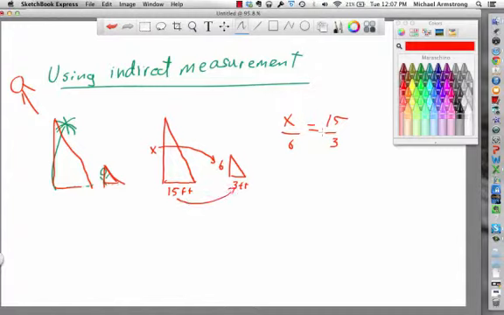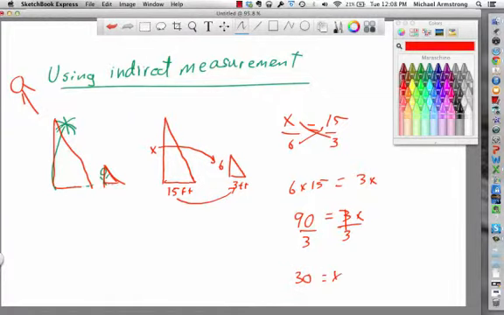Hopefully that makes sense. And again, you can use cross products, or you could just notice that 6 divided by 2 is 3, so x divided by 2 is 15, so x has to be 30. Or you could go the other direction: 3 times 2 is 6, so 15 times 2 is 30. Or using the standard cross products, which never go away, 6 times 15 is equal to 3 times x. And 6 times 15, well, 2 times 15 is 30, so this would be 90. And then divide by 3. 90 divided by 3 is 30.